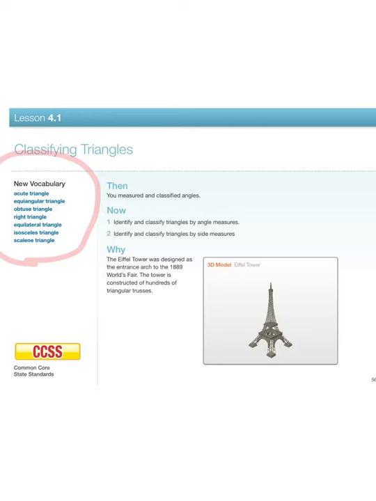Okay, now we're talking of sides. The first four were angles, now we're looking at sides. Now we've got equilateral, which means all three sides are the same. Isosceles, two sides must be congruent, and finally scalene, none of the sides are equal.